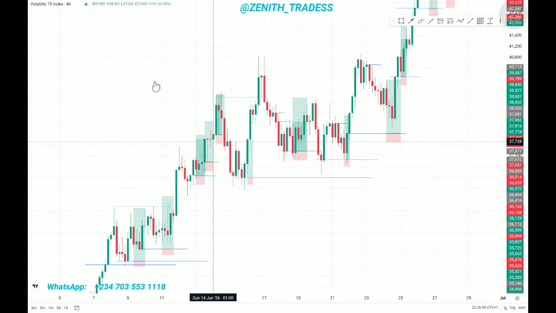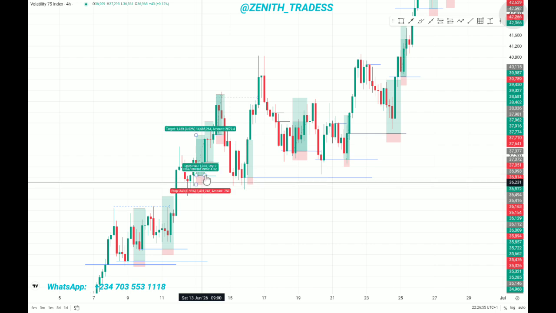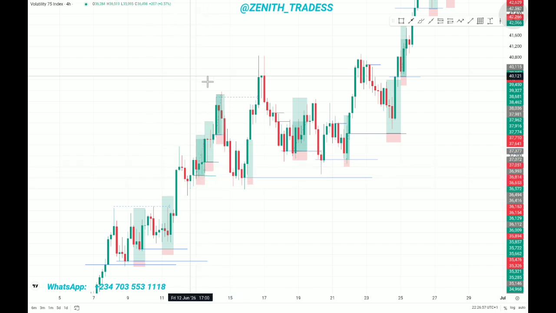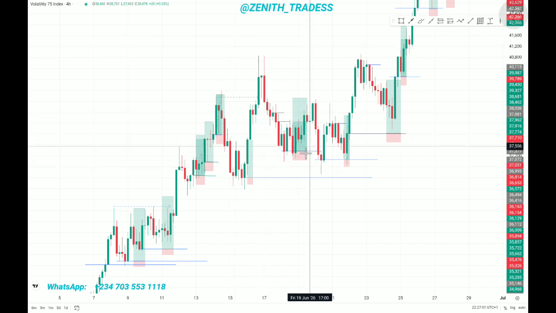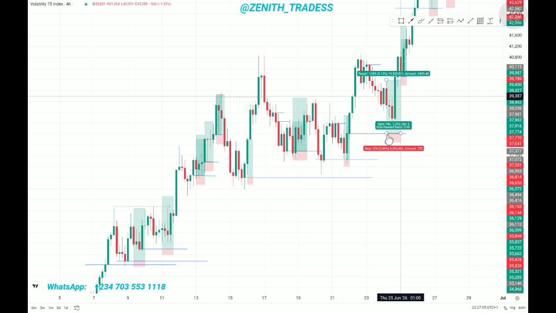Everything here, reaction to institutional supply. At the end of the reaction, directional candle, enter. Reaction, directional candle, enter. Simple as that. This is a reaction to institutional level, directional candle, enter, reaction, directional candle, enter. Okay, this one did not pick.